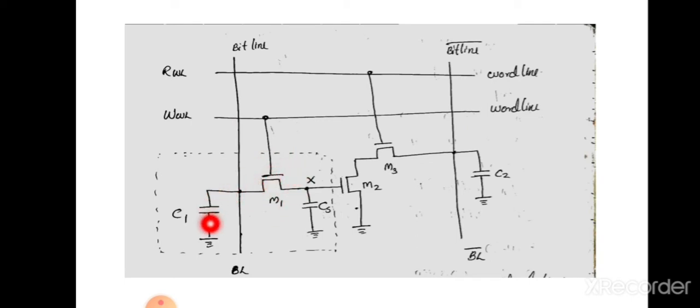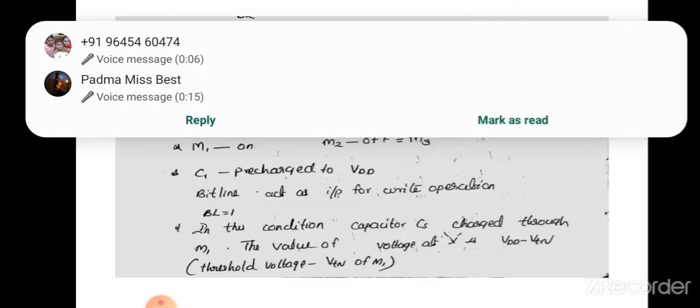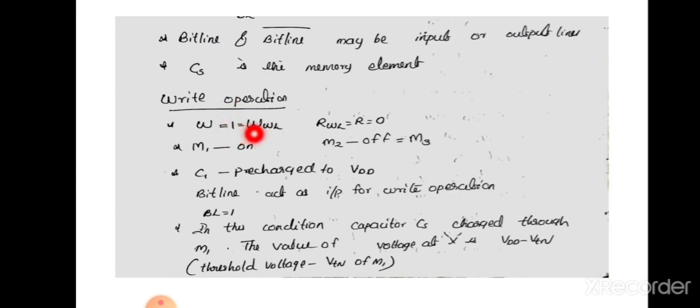Then C1 is fully charged to VDD. So that VDD will be appearing here, but that VDD will be available here only when this bit line is active. Here also there is a connection. Whenever bit line is equal to 1, then that voltage will be VDD. Whenever bit line equal to 0, then this voltage will not be getting here. So when bit line equal to 1, this voltage equal to VDD. When bit line equal to 0, then there is no voltage due to this C1 because it is disconnected from the circuit path.